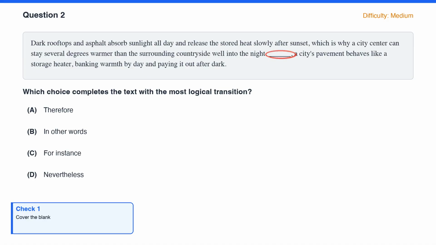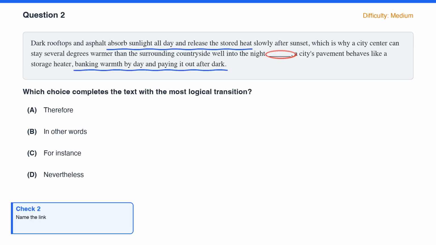Before the blank, dark rooftops and asphalt absorb sunlight all day and release the stored heat after sunset, so a city center stays warmer than the countryside well into the night. After the blank, a city's pavement behaves like a storage heater, banking warmth by day and paying it out after dark. Check 2. Name the link.